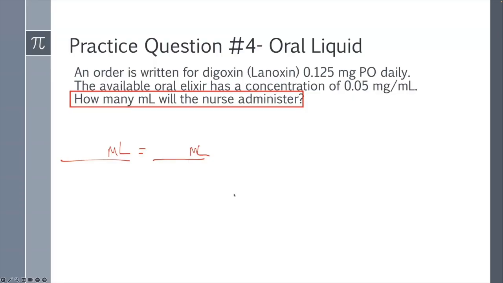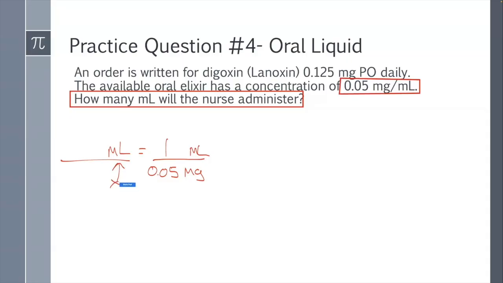Milliliters on this side equals milliliters on the other side. I need milliliters. The available oral elixir has a concentration of 0.05 milligrams per milliliter. I just need to keep the numbers next to the corresponding units. And it tells me I have 1 milliliter. Don't make the mistake of putting that 0.05. That goes with the milligrams next to the milliliters. 0.05 milligrams for every 1 milliliter. I can put the milliliters on the top and the milligrams on the bottom and flip them because they are reciprocals. In my final answer, I need milliliters on the top.